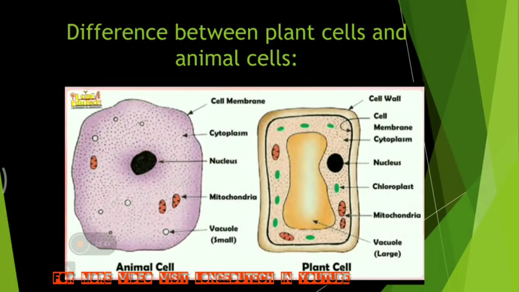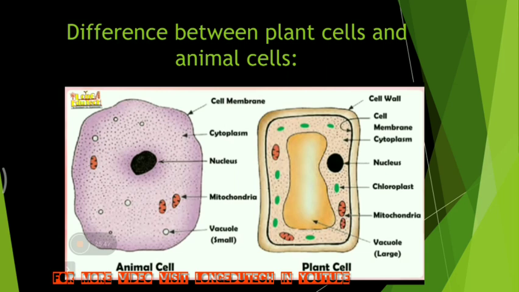Okay, so the difference between the plant cells and the animal cells. The plant cell has a cell wall on its body. That's why it has a rigid structure. They are hard. But the animal cell does not have a cell wall, but it is covered with the cell membrane, that is a thin layer which allows the passing of the materials. And inside, it is filled with the cytoplasm.